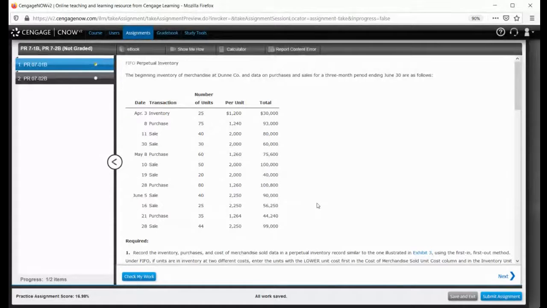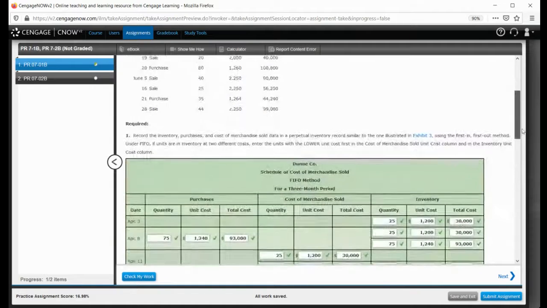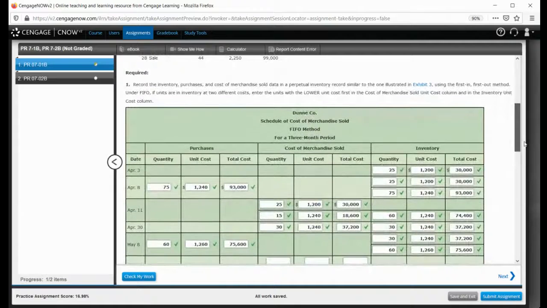So you now should be able to see problem 7-1B. I've brought it back up on the screen for you today, and you'll notice that I filled in the information that we have talked about the last time that we met. And so we're just going to continue on with this problem until we get it finished.